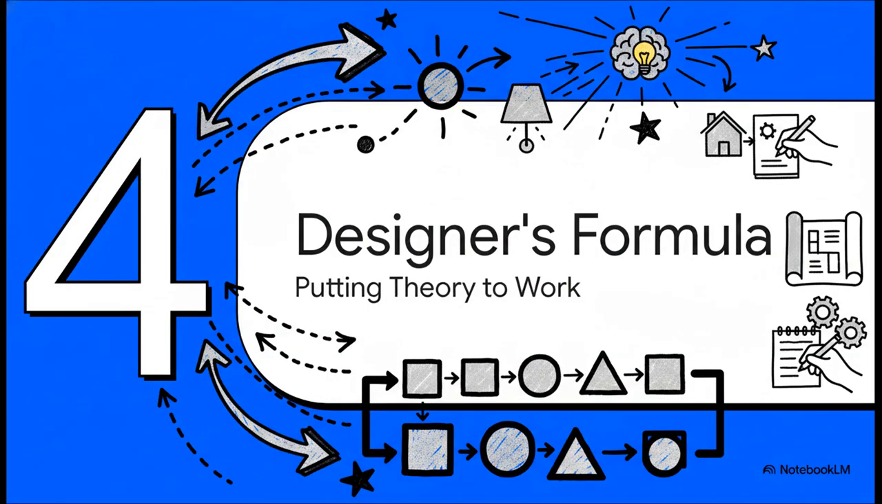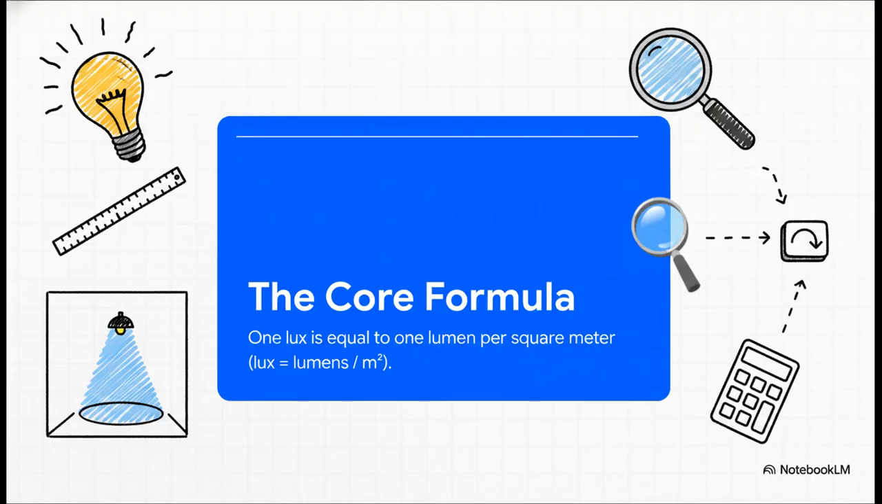Well, let's turn all this theory into a practical, powerful design formula that's going to give you so much more control and confidence on your projects. Here it is, the core formula. And don't worry, the math is super simple. 1 lux is just 1 lumen spread over 1 square meter. We can just flip that around to make it useful for us. The total lumens you need is simply your target lux level multiplied by the area of your room.